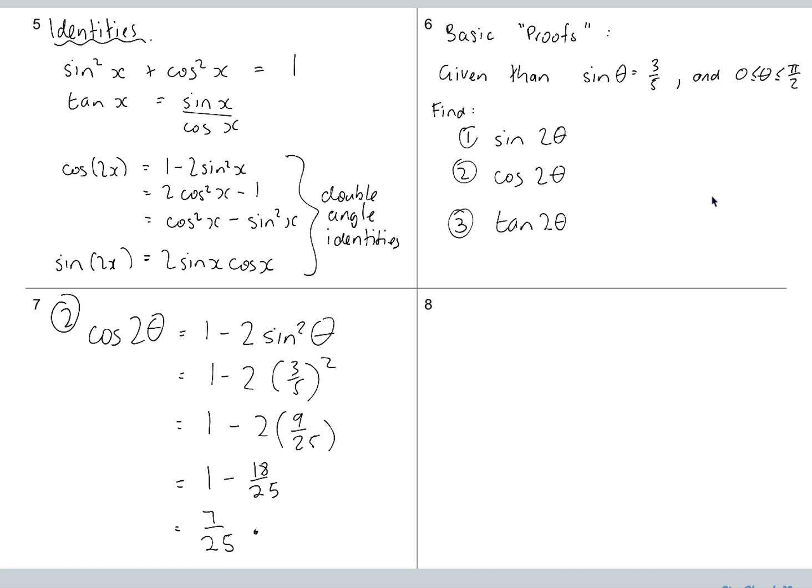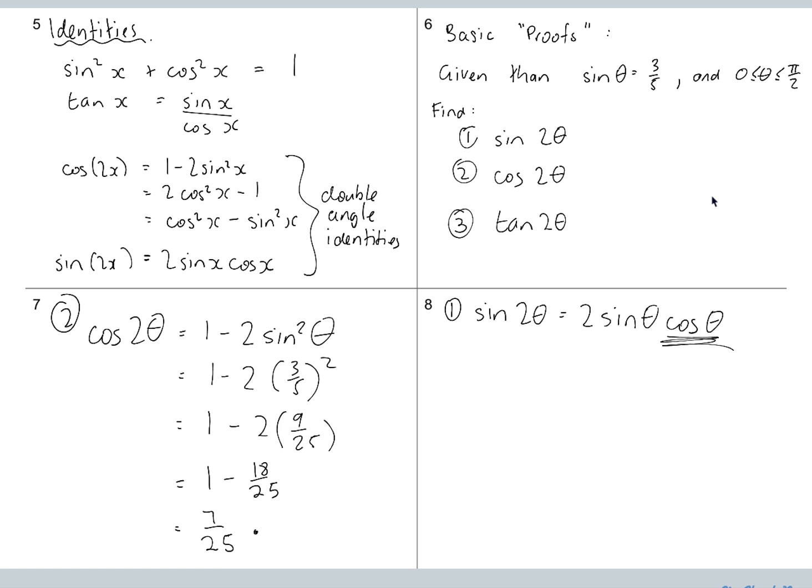Now, sine of 2 theta is a little bit more difficult to do because the only thing we've got for sine of 2 theta is that it's equal to 2 sine theta cosine theta, which we can't solve, right? Because we don't have cos theta. So there's an intermediary step we have to do, and that's we have to find out what cos theta is. There's a couple of ways we can do it.